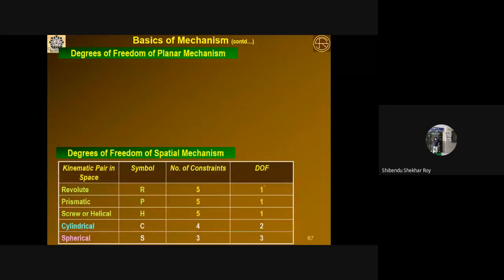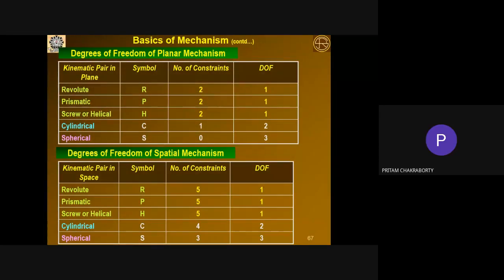Now, when you describe a particular mechanism in plane, a free body in a plane has 3 degrees of freedom, but a body in space has 6 degrees of freedom. When the body is joined through a 1 degree of freedom joint, like a revolute joint, in a plane 2 degrees of freedom are lost, and that is why in the equation it is minus 2j. But if you create the same joint in space, a free body has 6 degrees of freedom. Once you create a joint of 1 degree of freedom, how many degrees of freedom have been lost? 6 minus 1, 5 degrees of freedom have been lost. That means the number of constraints is 5.